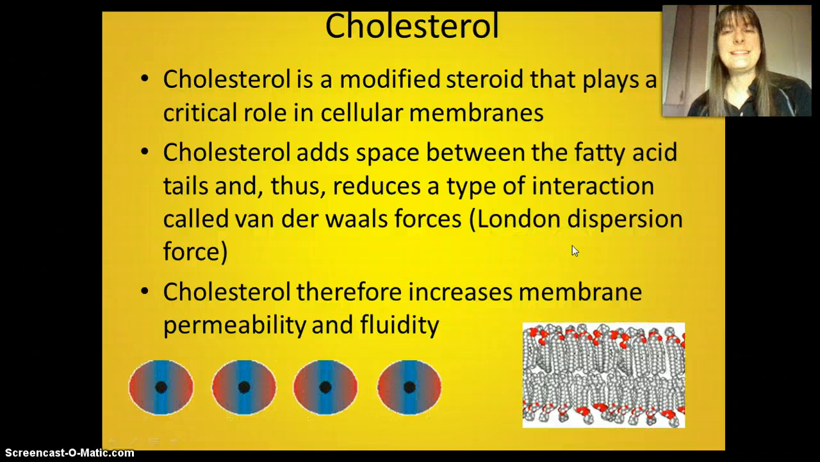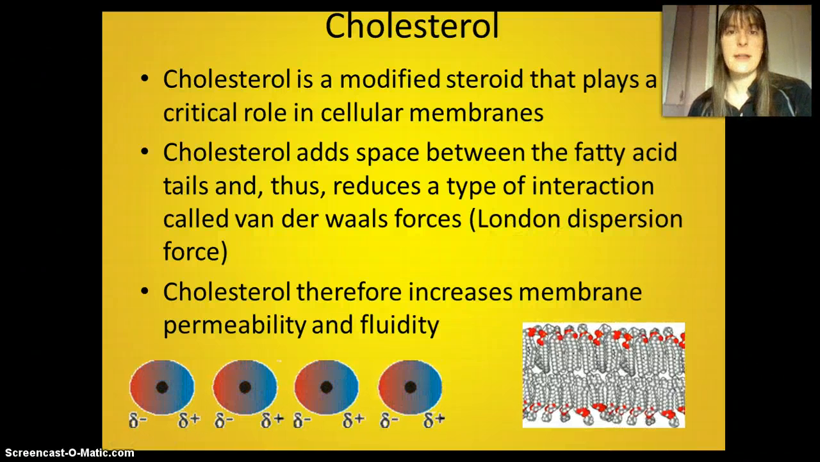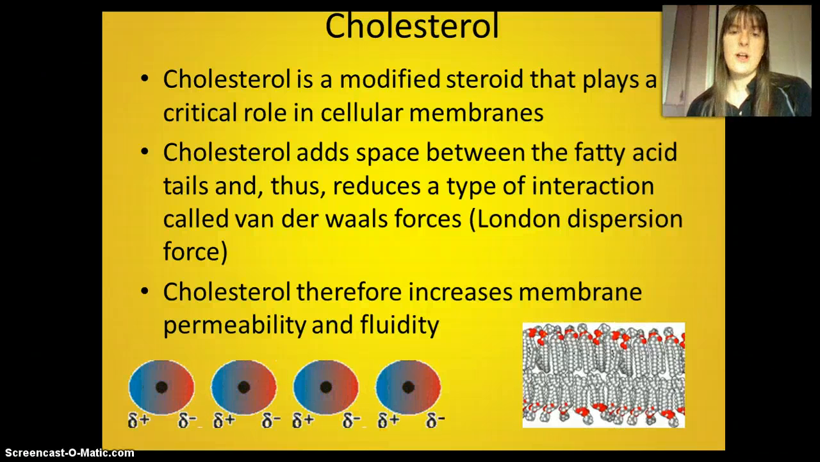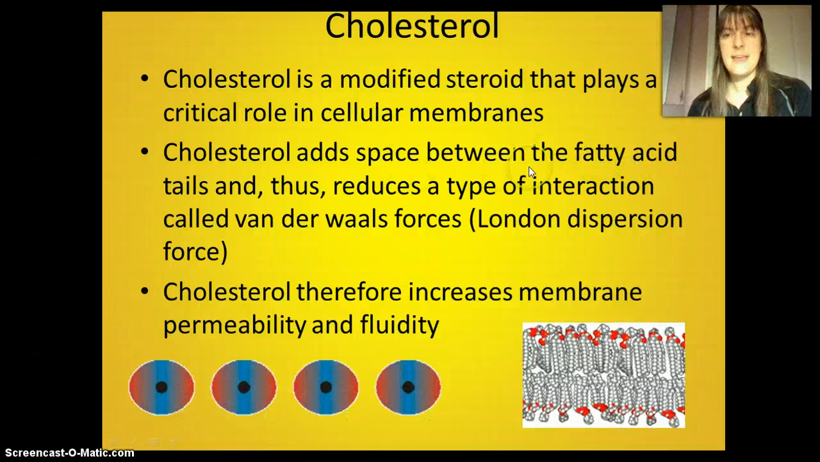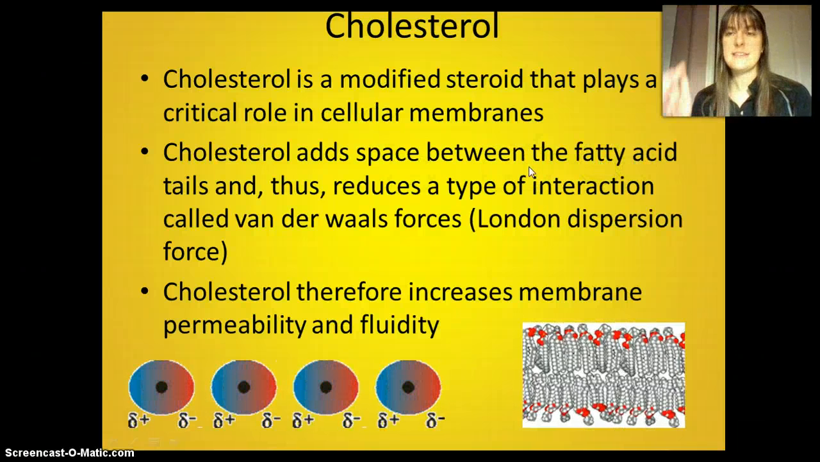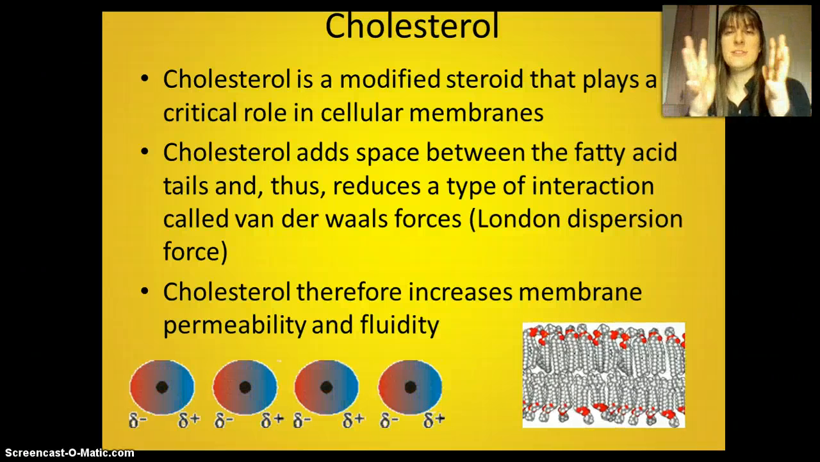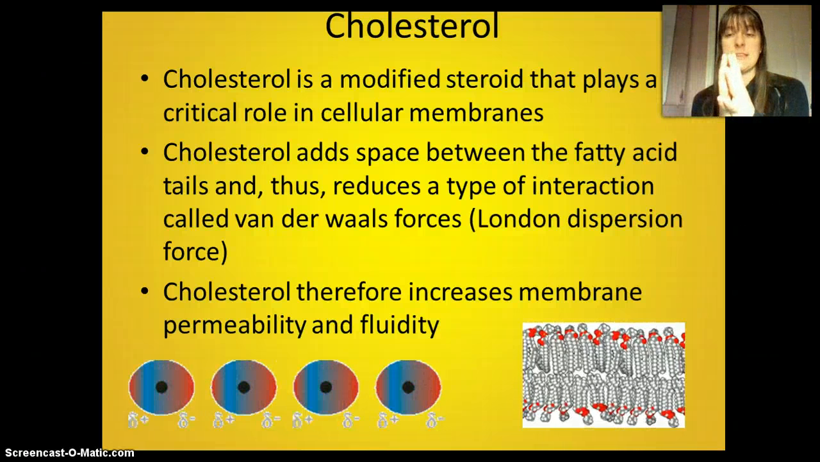There's also going to be cholesterol present in our cellular membrane. So the role of cholesterol is to allow just enough movement for the right amount of fluidity in the membrane. So what it's going to do is it's going to add a little bit of space between the fatty acid tails. So when fatty acid tails are really straight, they're able to come really close together.